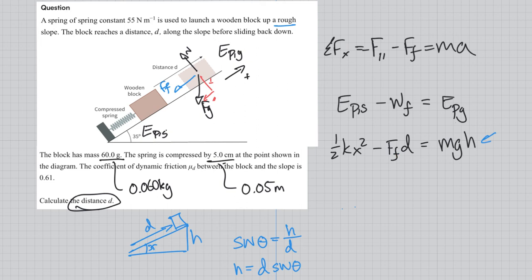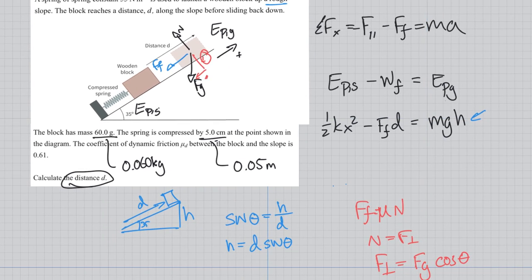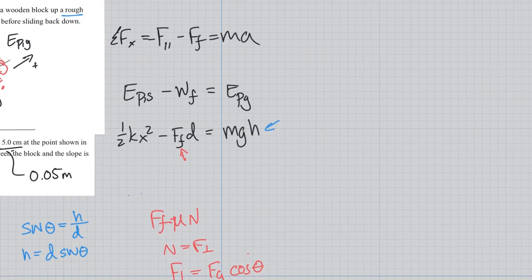So understanding what force of friction is, the force of friction is going to be mu times my reaction force, which in this case is my normal force. My normal force is going to be equal to my force perpendicular, and my force perpendicular is essentially going to be this component here of gravity. So that's force of gravity times the cosine of theta. So I can plug that into this part of my equation. And let's see what that gives us.